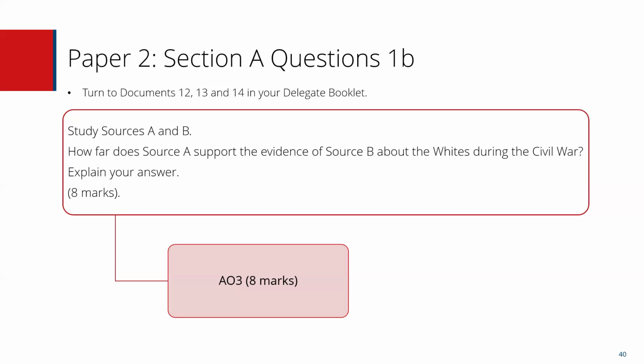I'll just give you a minute to have a look at your mark scheme there. They have to know what's in the sources to be able to answer this. Level 1, we're back to our simple statements. Source A says this, source B says this, typically is what we would see there. We get lots of level 2 answers for this question.